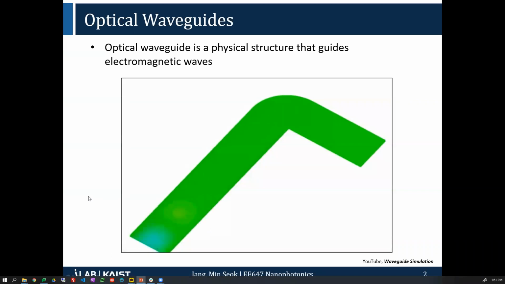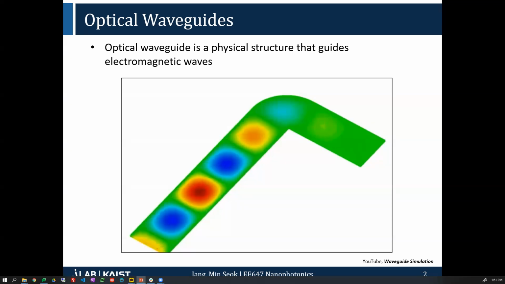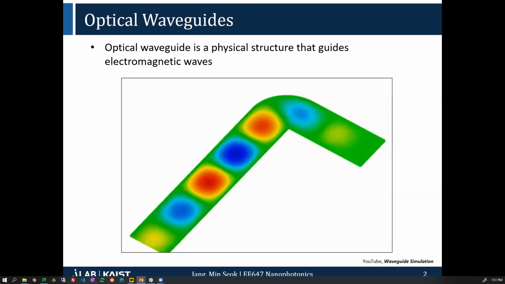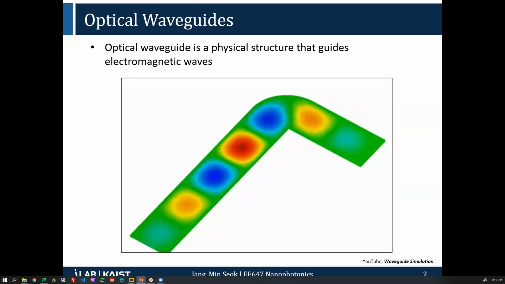An optical waveguide is a physical structure that guides electromagnetic waves. It's like a water pipe. A water pipe guides water flowing through it, right? And an optical waveguide is doing the same thing. If you launch an electromagnetic wave, the optical waveguide guides the electromagnetic wave, like in this video, okay?